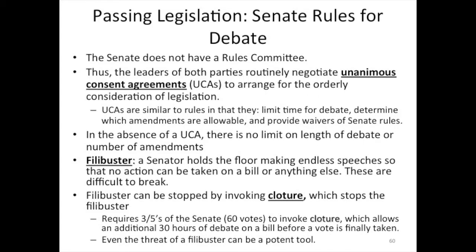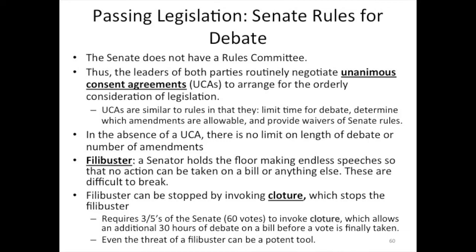The Senate doesn't have a rules committee, so the leaders of both parties can negotiate unanimous consent agreements. We've talked about these a moment ago. These arrange the orderly consideration of legislation. These are similar to rules in that they limit time for debate, determine which amendments are allowable, and provide waivers of Senate rules.